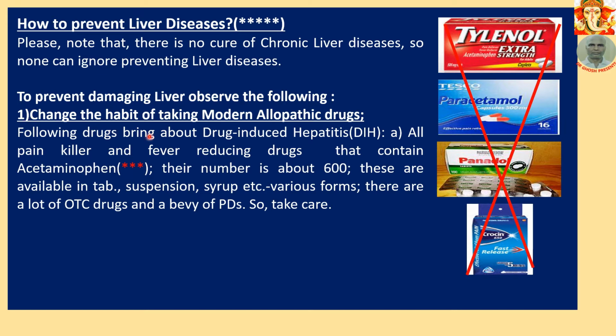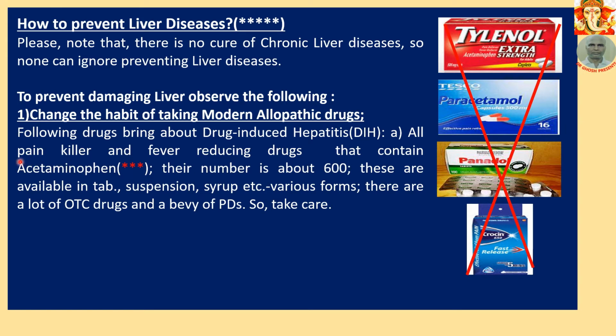Number 1, change the habit of taking modern allopathic drugs. The following drugs bring about drug-induced hepatitis, DIH. That is, your medicine is creating your liver trouble, hepatitis. All painkillers and fever-reducing drugs that contain acetaminophen.